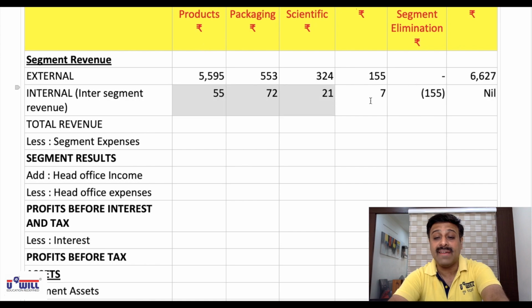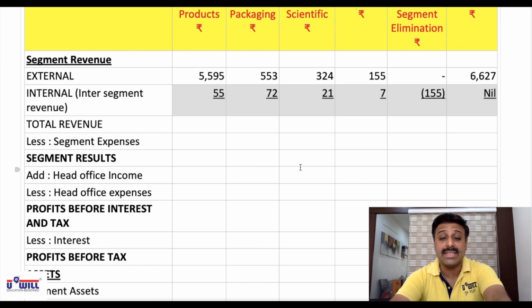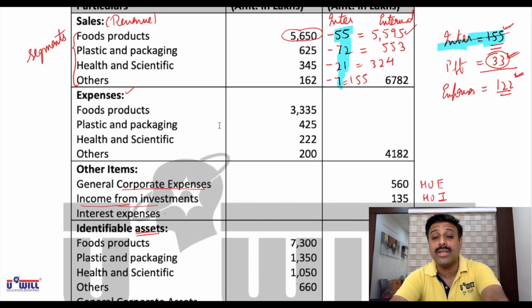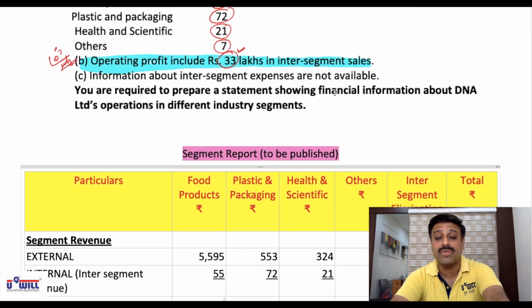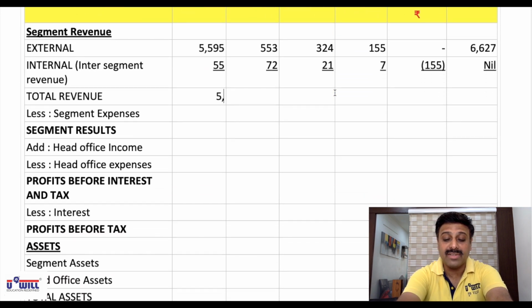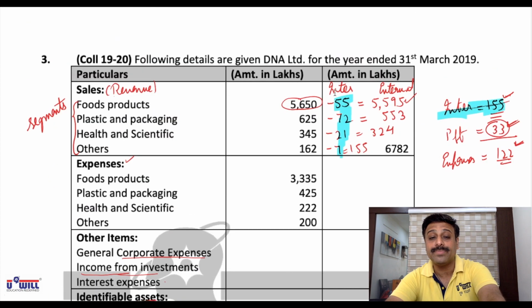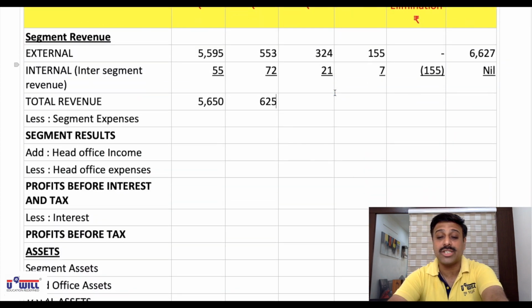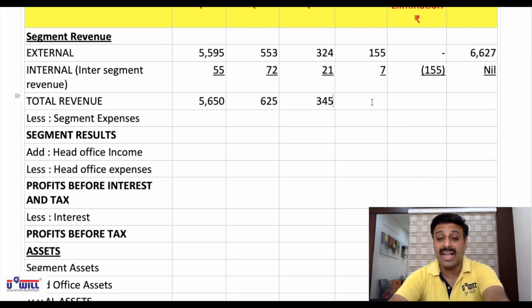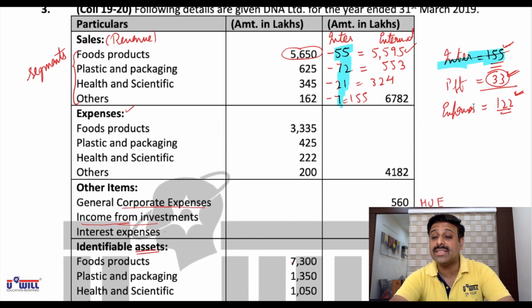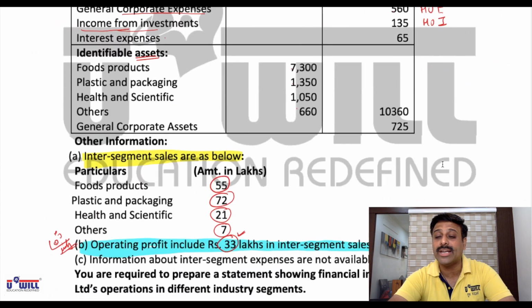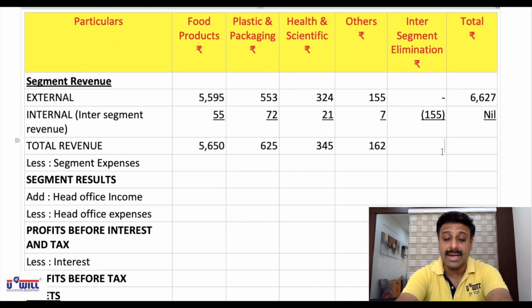Okay. And after that, we'll get the total revenue of each segment. So that is also directly given over here. 5650, 625, 345 and 162. Here we discussed that in inter-segment expenses we have to eliminate how much? 122. Okay, I hope everyone is clear with that.